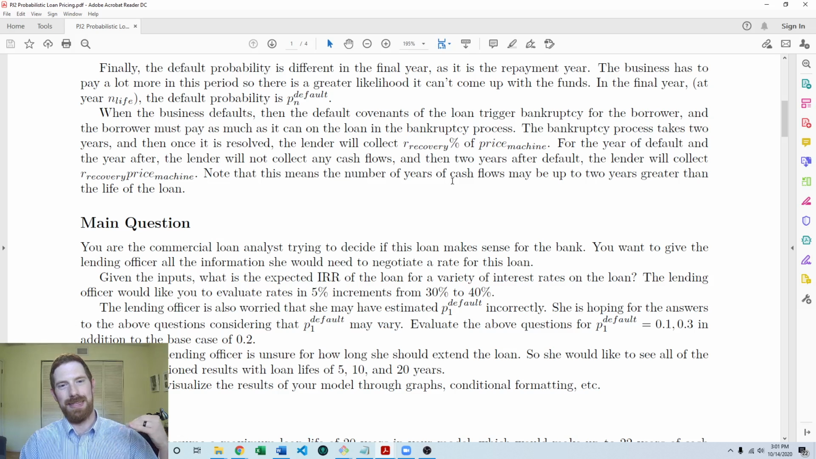And so what that means as far as forming the cash flows, in the year that the borrower defaults, there will be zero cash flow in that year. There will be zero cash flow the next year, and then 2 years after the default, we're going to get the recovery payment as the lender. Recovery times the price of the machine, which is equal to the loan amount. And so that does mean that the amount of cash flows could be greater than the amount of the loan. If they defaulted in the last year, then it's going to be 2 years more than the life of the loan that the final cash flow comes.